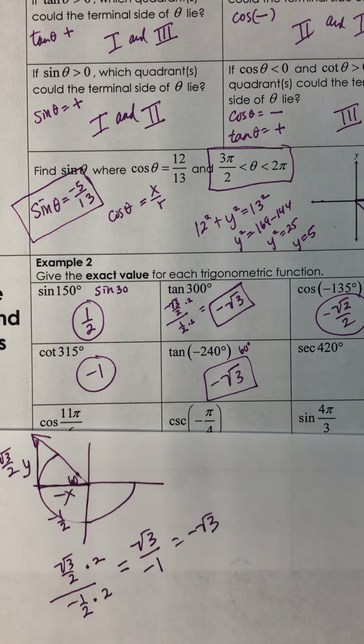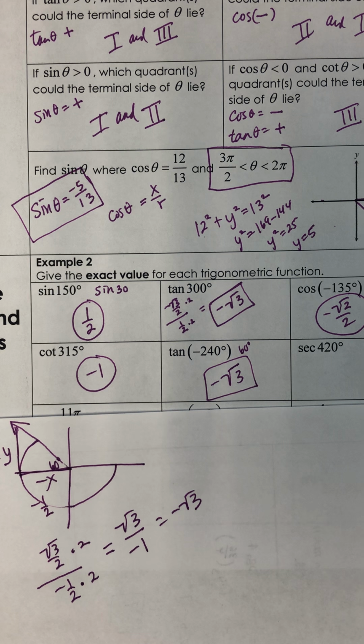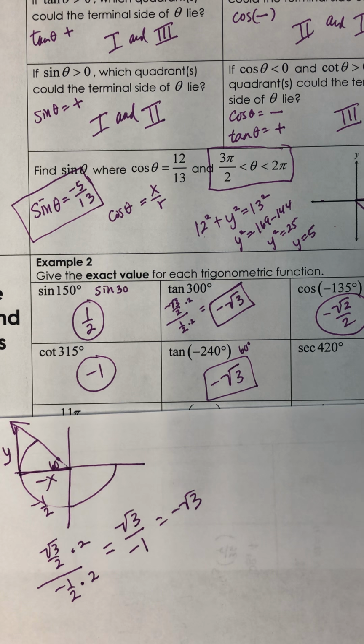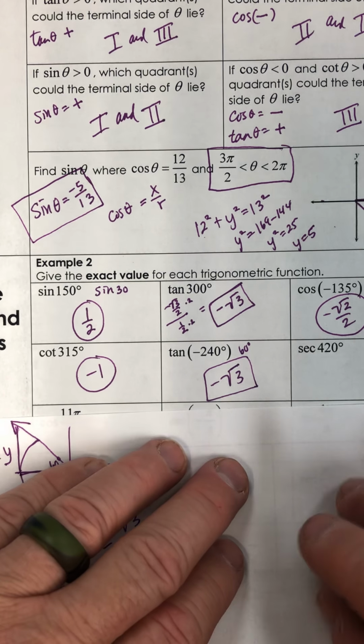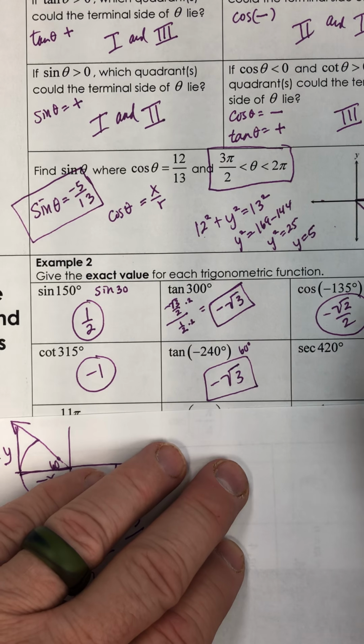Okay, let's see. Secant of 420. So secant, we're just going to flip the cosine. Now, on a side note, if you were in degree mode and you took your calculator and did tangent of negative 240, you're going to get some decimal answer. And if you do square root of 3, it should be the same thing. Or square root of 2 divided by 2, you'll find the cosine of negative 135. Negative whatever, a decimal answer. But when we say exact value, we want these fractions and such.